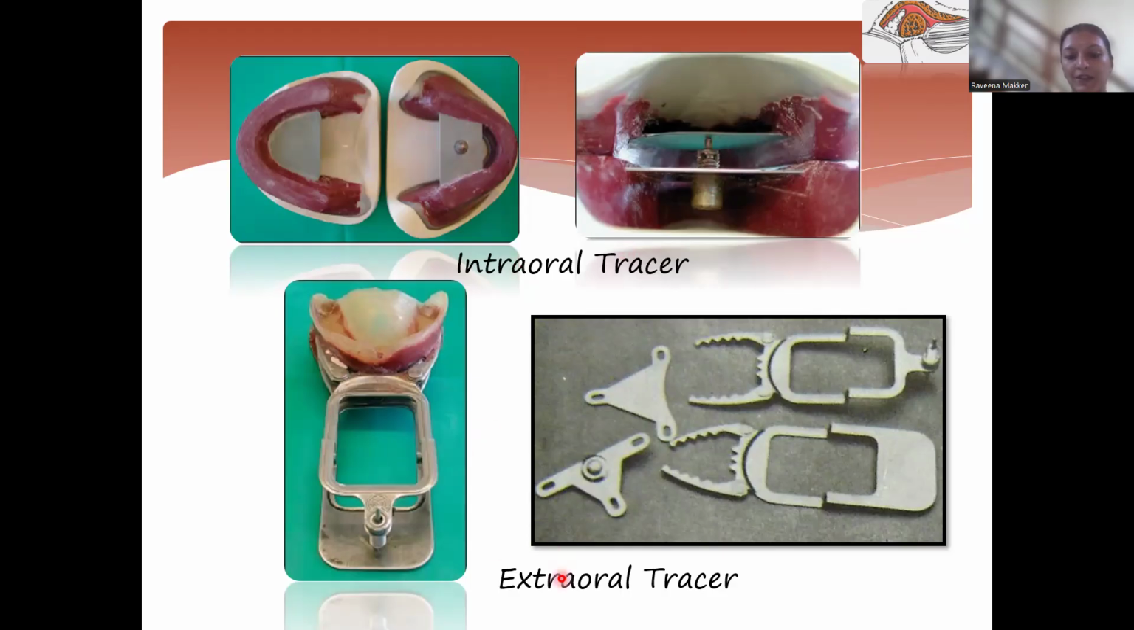And in the extraoral tracer, the tracer comes out of the mouth, and similarly again it has a central bearing plate and a central bearing point which is attached to the maxillary and the mandibular rim respectively, and these are the extraoral parts of the tracer, wherein again a stylus is attached to the maxillary and the recording plate is attached to the mandibular.